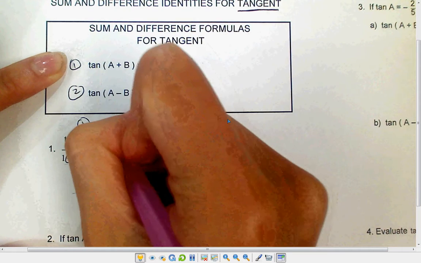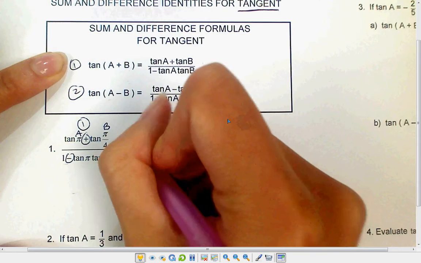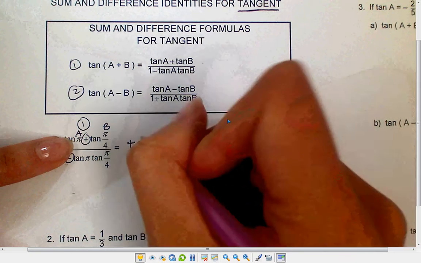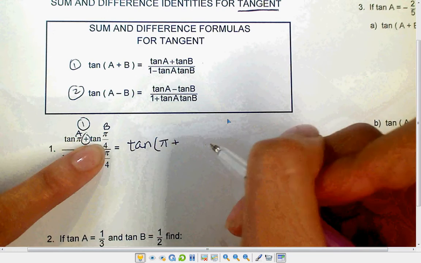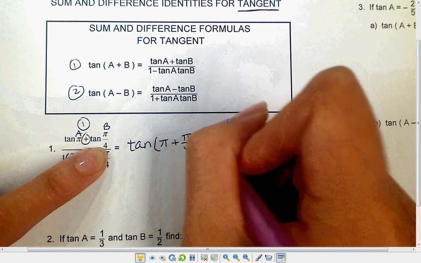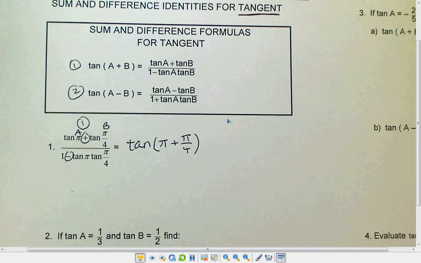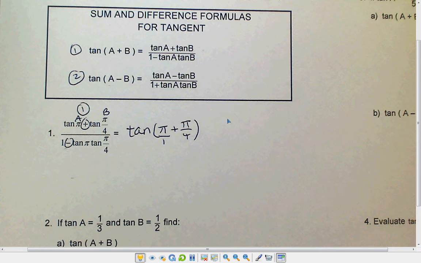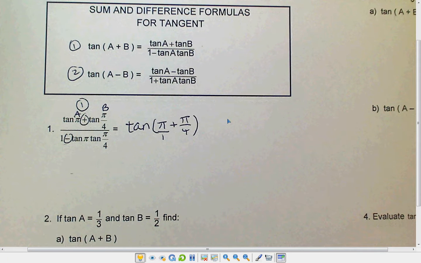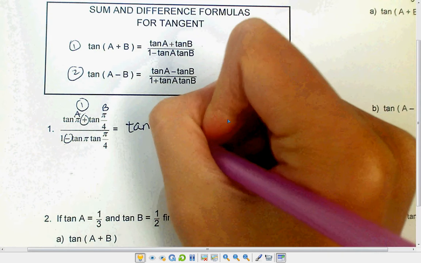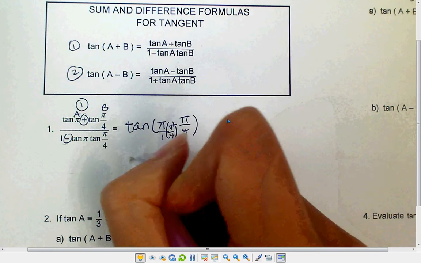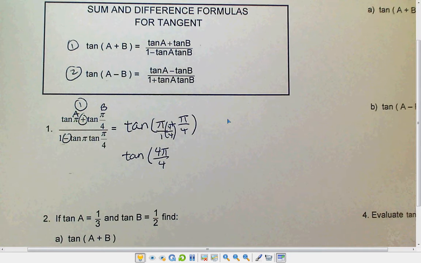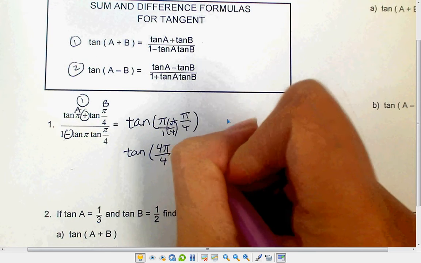Here is my a and here is my b, and so I can rewrite this as tangent of a plus b, and since a is pi, this is pi plus b is pi over 4. So now I'm going to add together pi plus pi over 4. Right now pi is pi over 1, and I need them to have the same denominator to be able to add them together. So I'm going to multiply my first fraction by 4 over 4 so that they can have the same denominator. So this turns into 4 pi over 4 plus pi over 4.